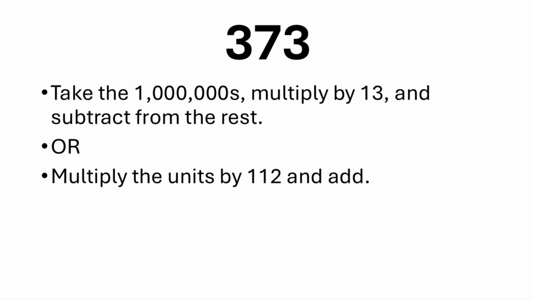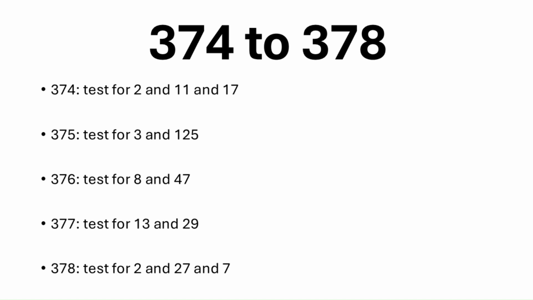373. Take the 1 millions, multiply by 13, and subtract from the rest. Or multiply the units by 112 and add. 374, test for 2 and 11 and 17. 375, test for 3 and 125. 376, test for 8 and 47. 377, test for 13 and 29. 378, test for 2 and 27 and 7.